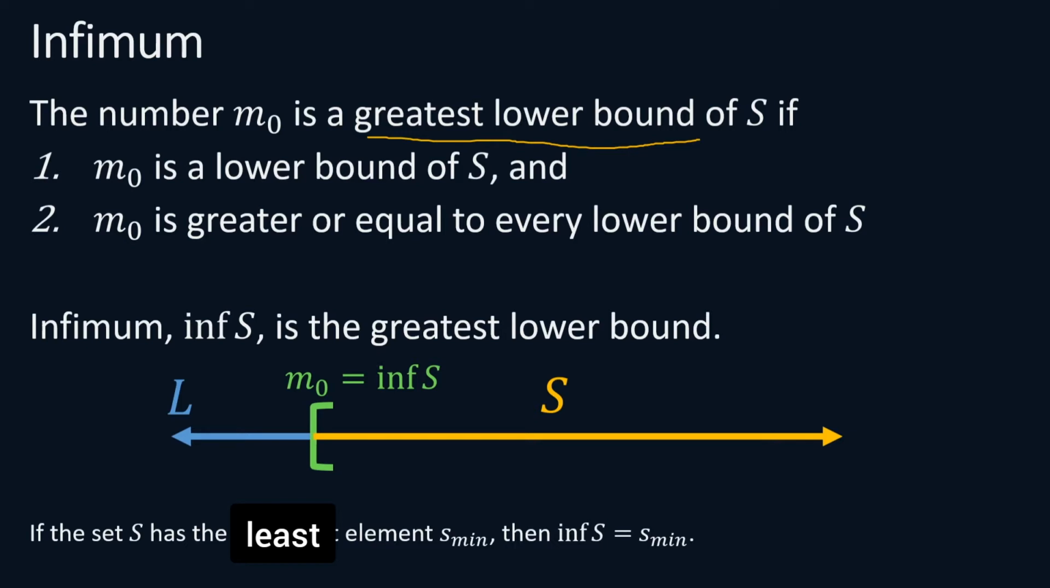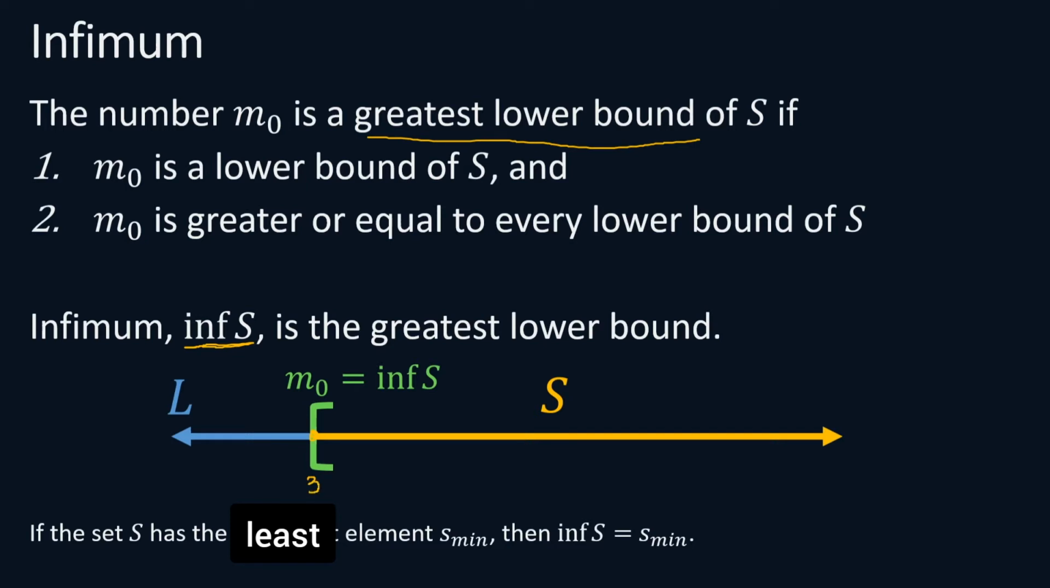So as you can see here in the illustration, I have used the yellow ray to represent the set S. So you can just imagine that the end point of this yellow ray will serve as the greatest lower bound if indeed this greatest lower bound or infimum is the least element of the set S. Once again, let me emphasize that if the set S has the least element represented by s sub min, then the infimum of the set S is equal to s sub min, which is the least element.